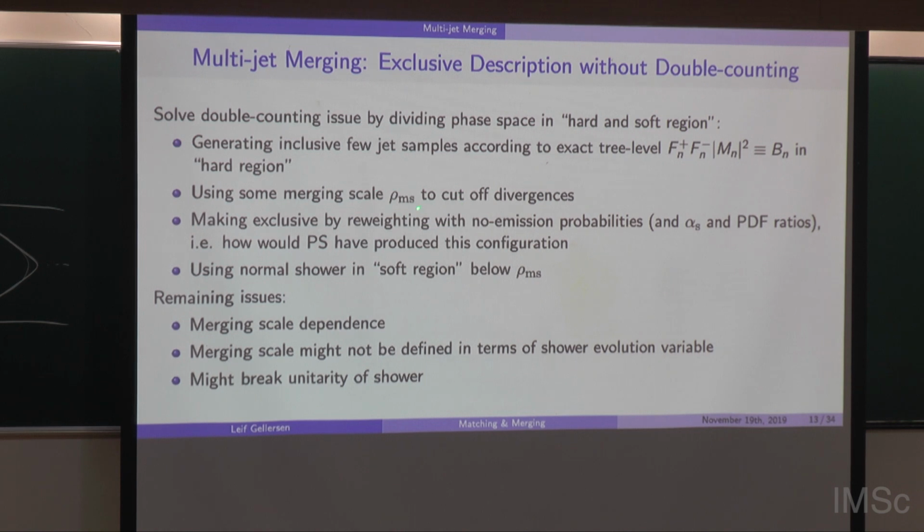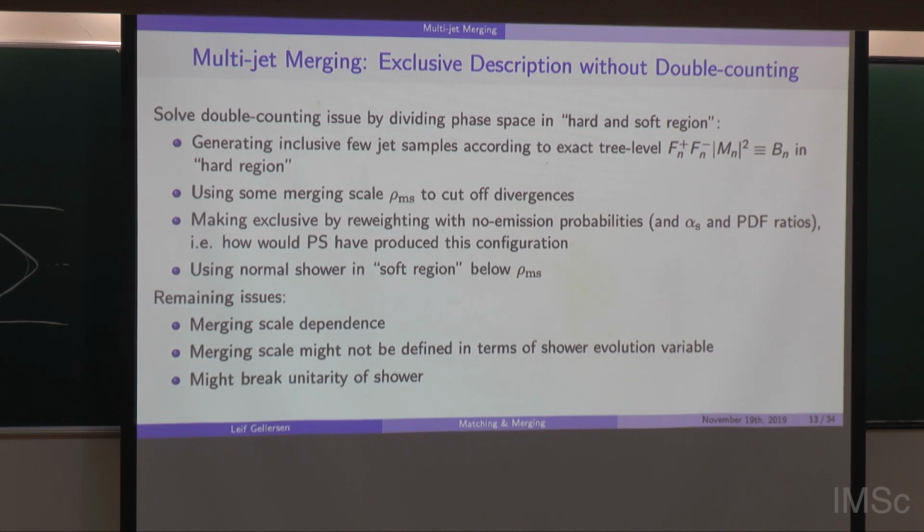And we need to do some sort of cut to separate these two regions. That is the merging scale cut. We need this because we can't just do matrix element calculations all the way into the divergent regime, because it diverges. So it's not reweightable. And then to make these samples exclusive, we need to apply no emission probabilities as the Parton shower does it, and also some scale-dependent ratios, as I will explain later. So the basic paradigm is to reweight these matrix element samples the way the Parton shower would have generated it, because the Parton shower is what makes them exclusive. And below this cut in phase space, we can then just attach the normal Parton shower to generate further soft emissions.